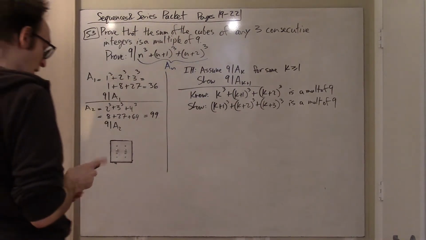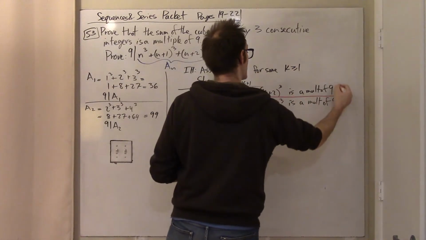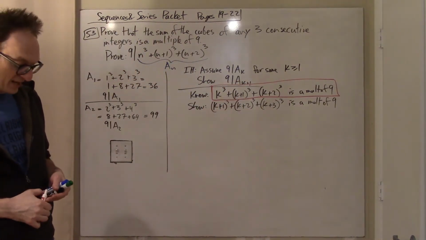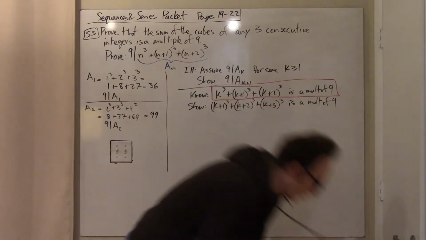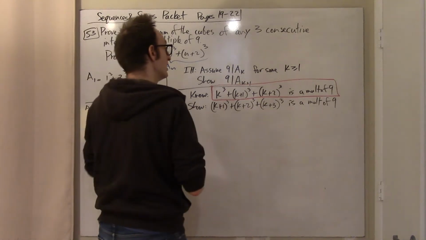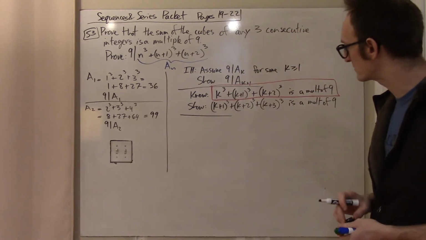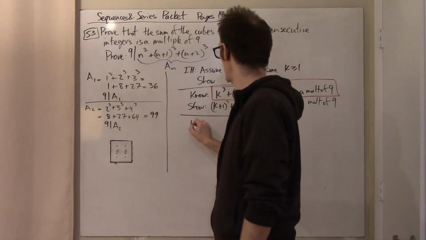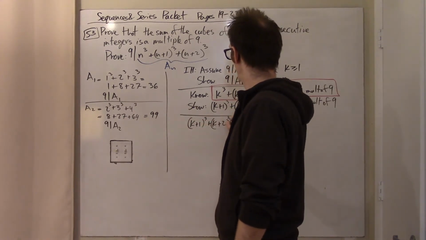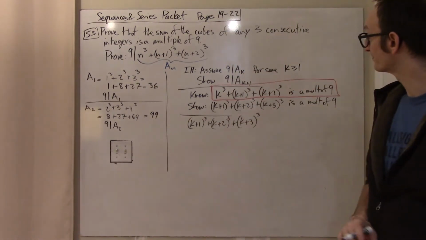Okay, let's get going. I'm going to put a box around this big fact that I know, which is going to get used. And the very thing that I am trying to show is a multiple of 9 is actually quite similar to the thing that I know. This whole problem is maybe a little bit silly because it's really not that hard once you understand the setup. So I'm going to take k plus 1 cubed plus k plus 2 cubed plus k plus 3 cubed, and my goal is to show that this is a multiple of 9.